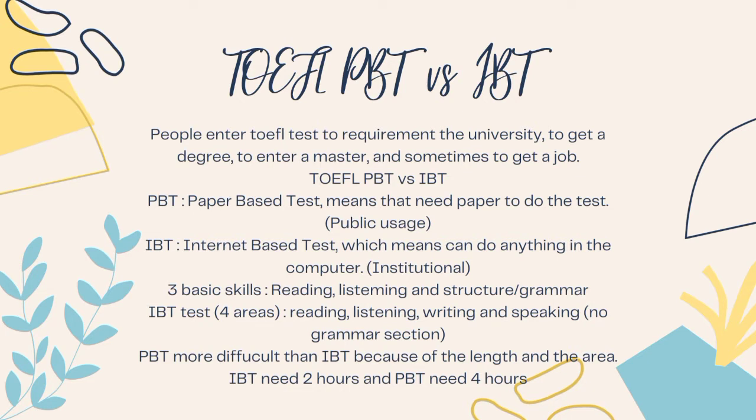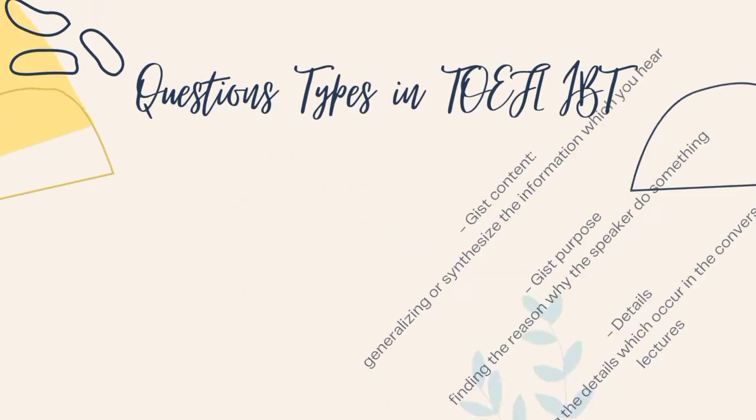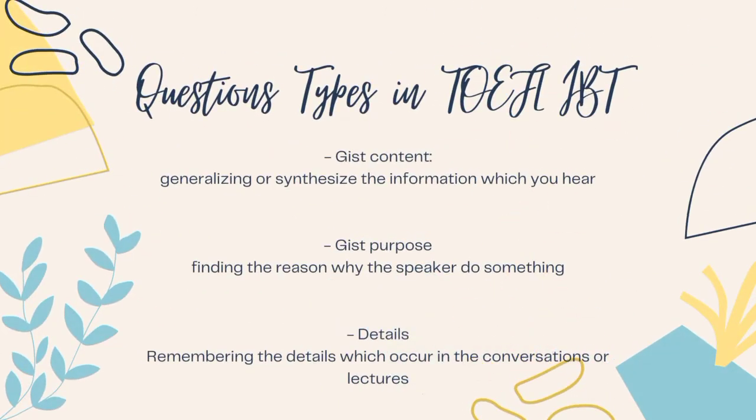And then there are three basic skills for the TOEFL PBT: reading, listening, and structure and grammar. In the IBT test, there are four areas: reading, listening, writing, and speaking. And there is no grammar section in the IBT test. The difference is PBT is more difficult than IBT because of the lengthy test. As you know, IBT only needs 2 hours when PBT needs 4 hours. The next, we will discuss question types in TOEFL IBT.